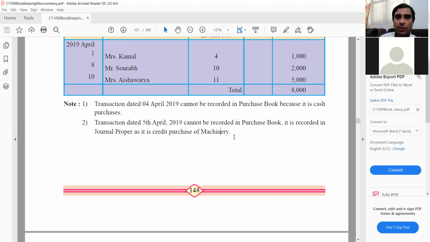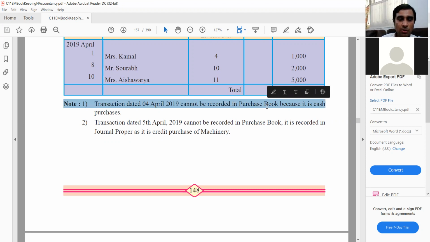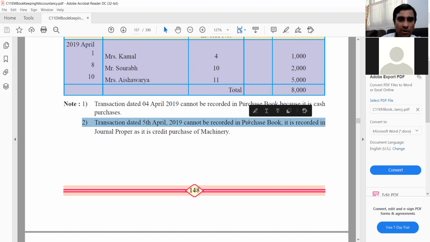You should know where to record the transaction, because the moment there is a business transaction, it needs to be recorded somewhere in the books of accounts. So when you have an exam question on the purchase book, you did not record those two transactions, but in a practical environment, you need to know where to record. This will be recorded in the cash book, which is goods purchased in cash, and when you're purchasing machinery, whether in cash or in credit, that will be recorded in the journal proper.